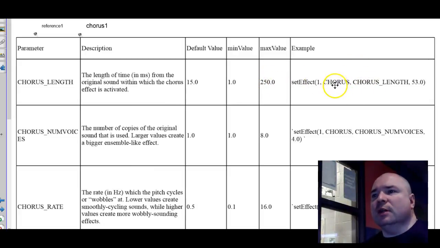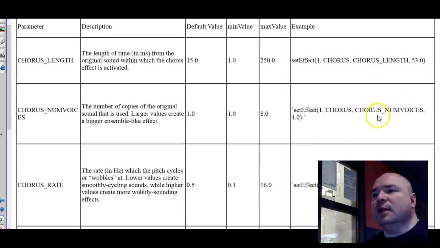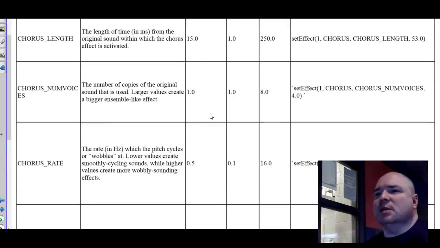So the effect we're going to use is chorus. We're going to apply it to track 1, and we're going to affect the chorus length. And then here we're going to affect the number of voices. Again, a max of 8. Again, you need more than one of these effects commands in order to make the effect actually work. Otherwise, it just kind of goes to the default value, and that's not always the sound that you want.